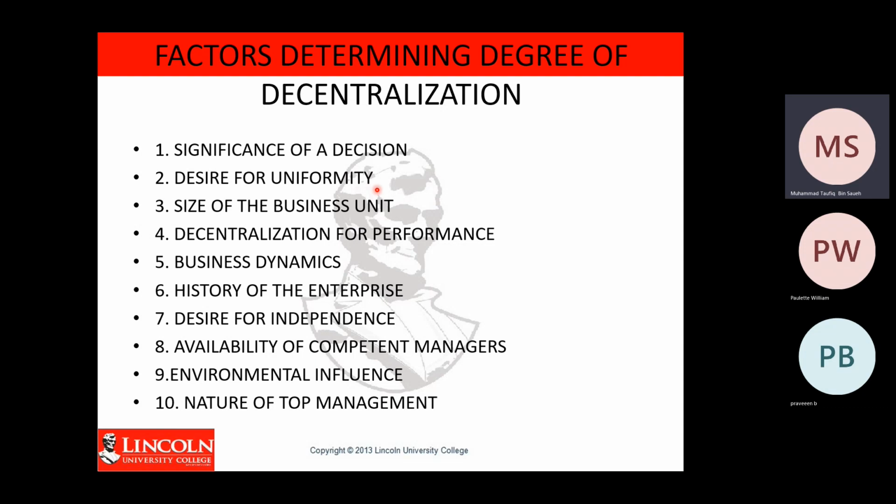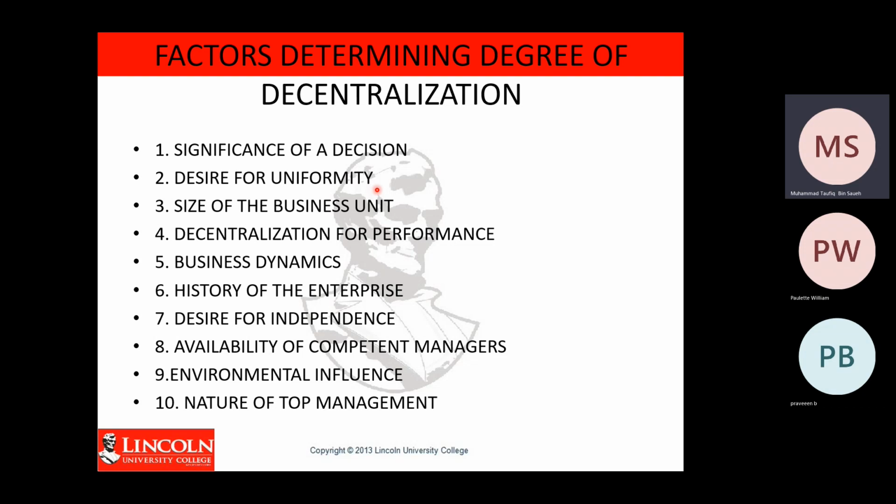Number three, the size of business unit. Number four, decentralization for performance. If you evaluate your employees based on how they make their own decisions, then maybe you want to give them more freedom to make decisions. It will be based on how you evaluate their performance. Number five, business dynamics. Number six, history of the enterprise. Number seven, desire for independence. Number eight, availability of competent managers. Number nine, environmental influence. And number ten, nature of top management.